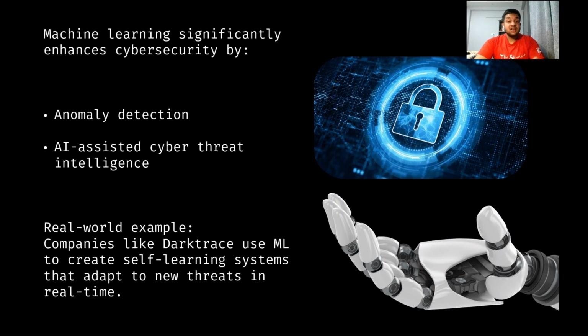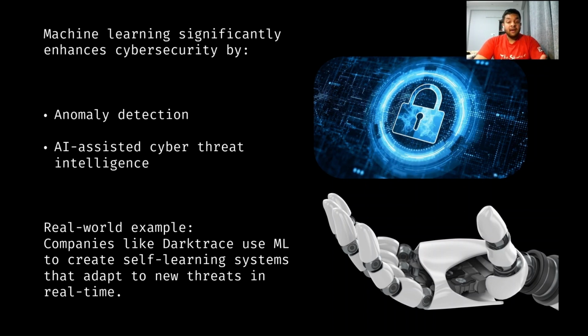Second is AI assisted threat intelligence. Machine learning algorithms can analyze millions of data points from different sources to identify patterns in cyber threats and alert us in real time. Now we'll talk of a standout example, Darktrace. It is a company that uses machine learning to build self-learning cybersecurity systems. These systems adapt constantly to evolving threats without needing human intervention every step of the way. It means at every step they have implemented machine learning. This has decreased human intervention.